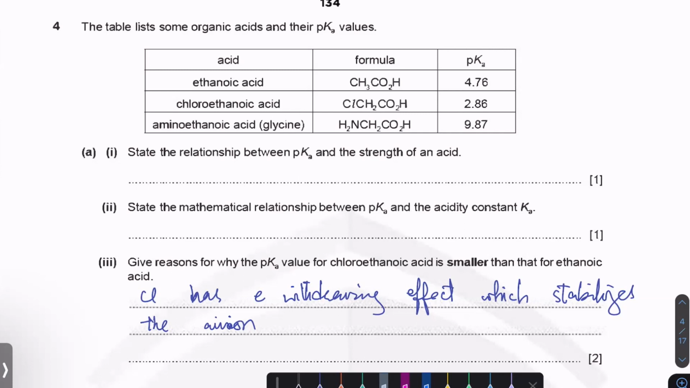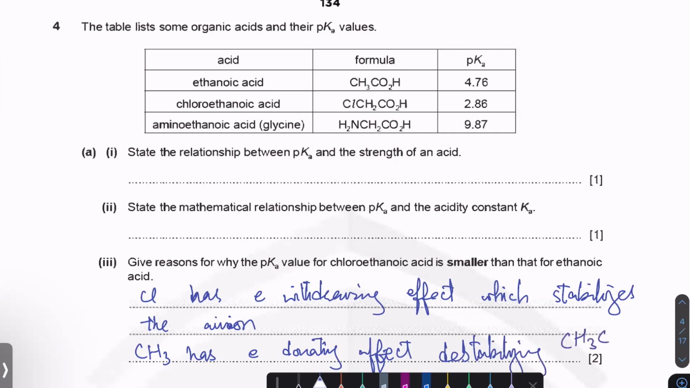and that's it. You can also talk about CH3 has electron donating effect, destabilizing CH3COO minus. So in this case, the negative charge is more concentrated because of the positive inductive effect of CH3. So it pulls on H positive more, drives the equilibrium back. In the case of chlorine, the chlorine pulls the electrons, reducing the concentration of negative charge here. So the equilibrium does not go back as easily.